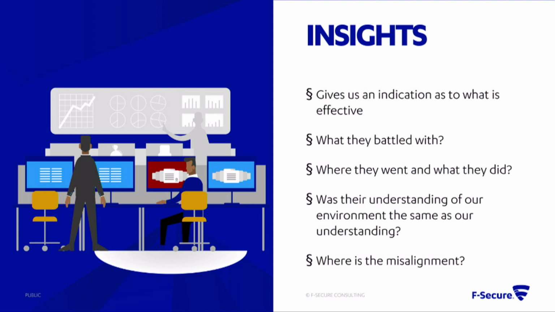They understand what they battled with. They understand where they went and what they did to achieve their objective. This is powerful for us, especially if we can talk to them and have a conversation about what their misalignment is. So it's a nice thing to understand from their perspective.